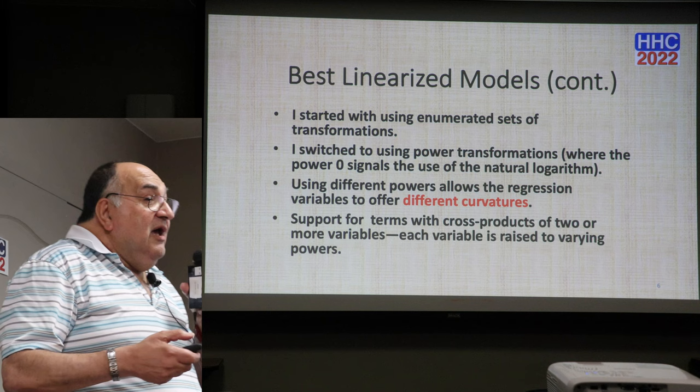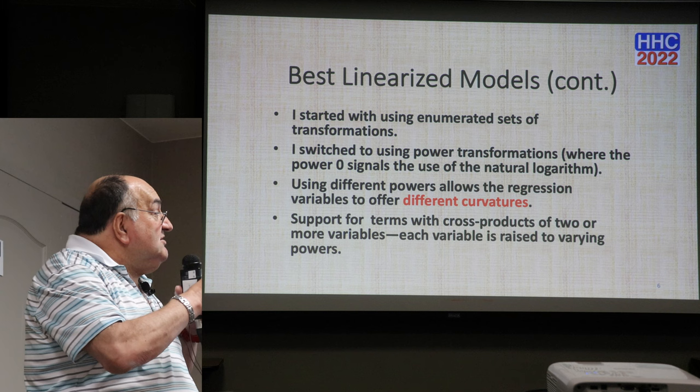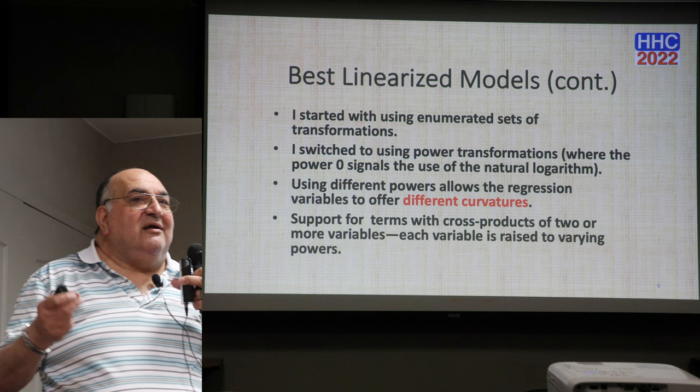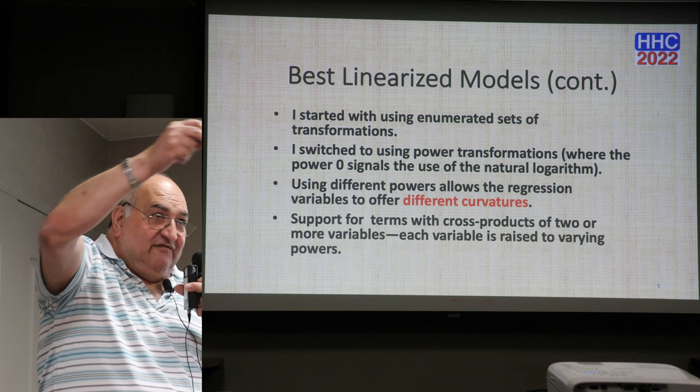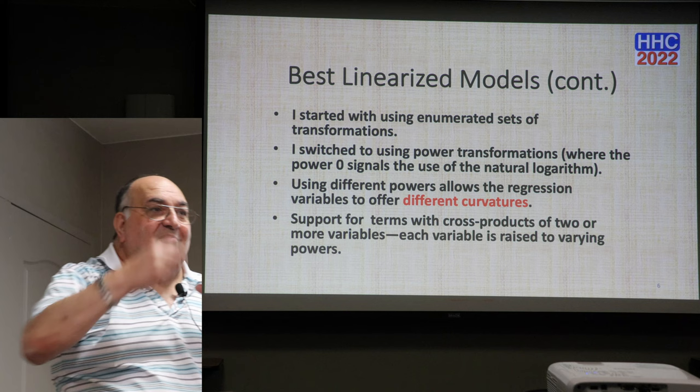Originally, many, many years ago, I started using arbitrary enumerations for the sets of transformations, like 1 was linear, obviously, 2 was square, 3 was log, 4 was reciprocal, 5 was square root, and so on. It didn't matter because the programs, like for 2 variables, had nested loops, and they went through all the values and tested every model combination.